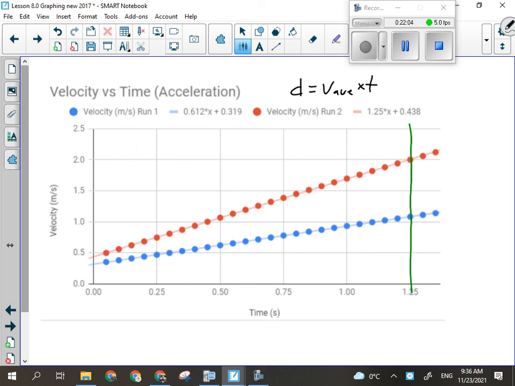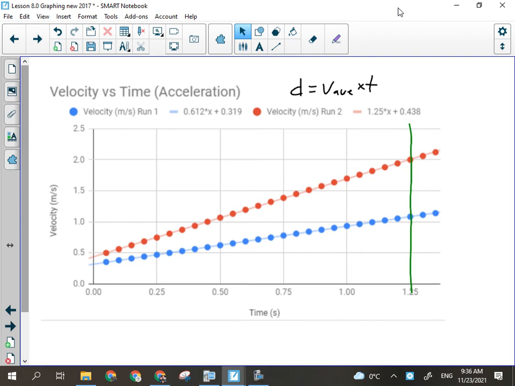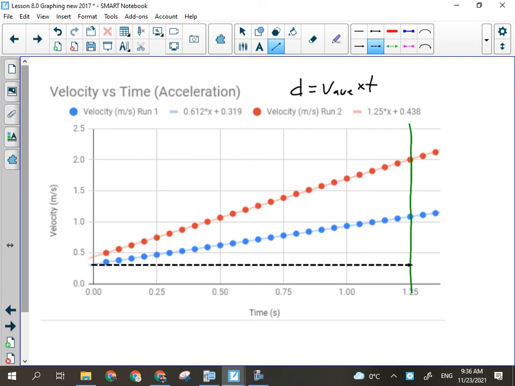So, what I have to do for an accelerating object, if I want to calculate how far it's going to go, is I need to calculate how far it will go if it doesn't accelerate. That would be this right here, its initial velocity, the height, times the time, the base. And then I need to calculate how far it will go while it's accelerating. That would be the triangle above it. That will tell me how far it's going to go while accelerating. And then I would add the two numbers together.